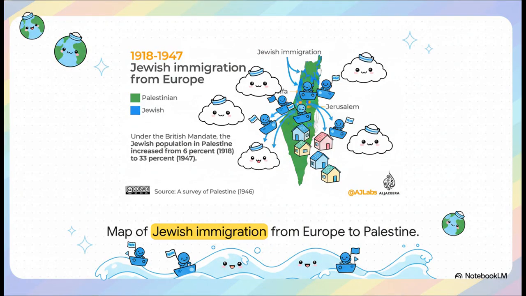Notice how this European immigration was heavily concentrated. Migrants were specifically entering through the port city of Jaffa and settling near Jerusalem. Because of this localized concentration, these demographic changes weren't just some abstract national statistic. They were intensely felt on a day-to-day, neighborhood-by-neighborhood level, right in key political and economic hubs.